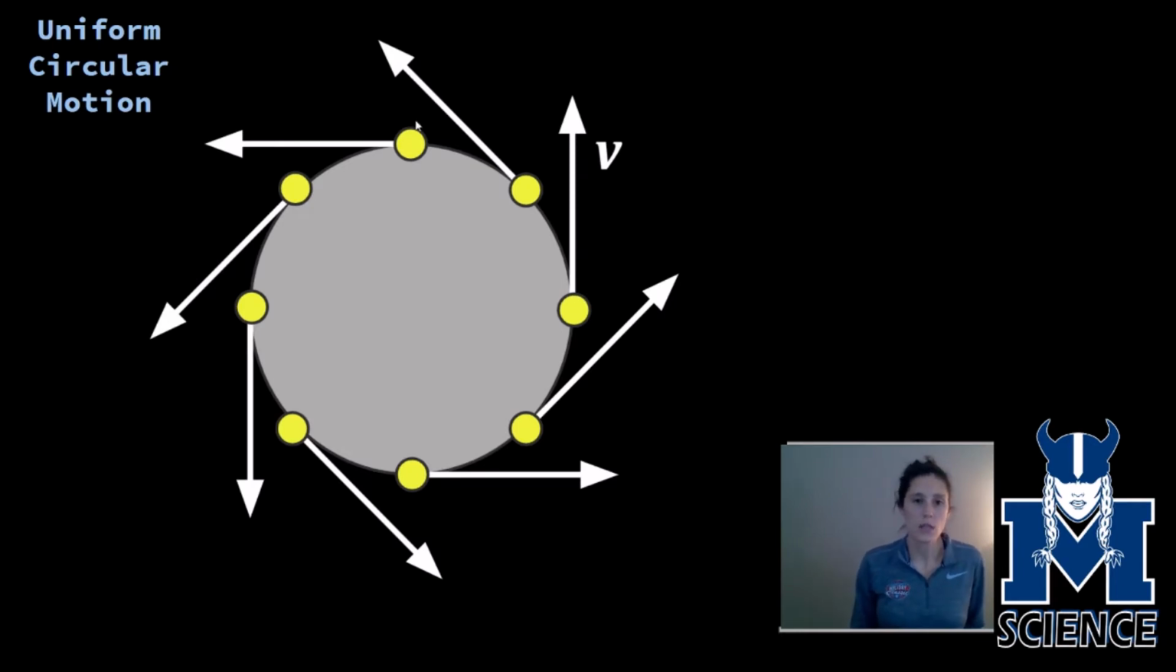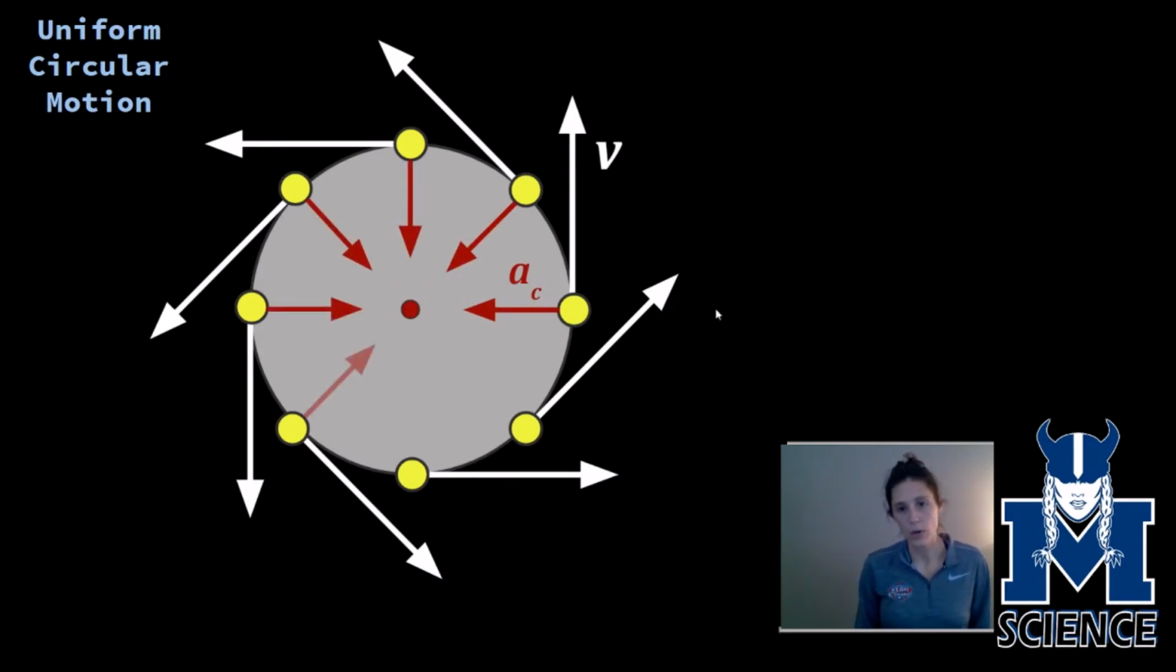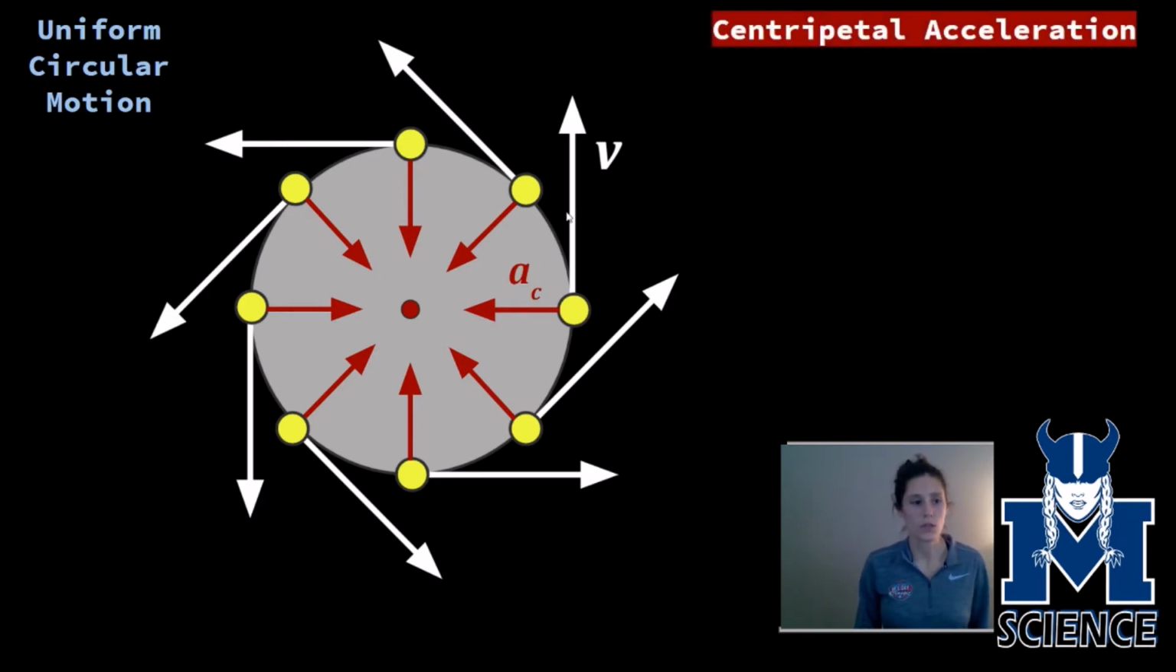And since in this case it's always turning to the left, it makes sense that your acceleration vector is going to be pointed to the center of the circle. It's not going to be pointed out here because it's turning to the left the whole time. So that acceleration is pointed to the center of the circle. You'll see that I have a subscript C there. That's because we have a special name for this acceleration. It's called the centripetal acceleration. Centripetal means towards the center.